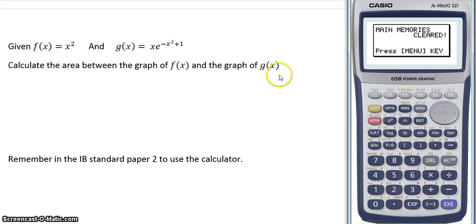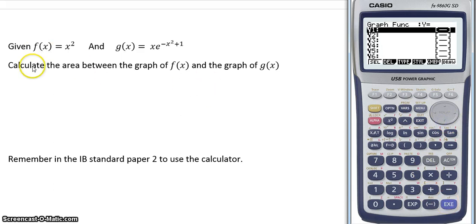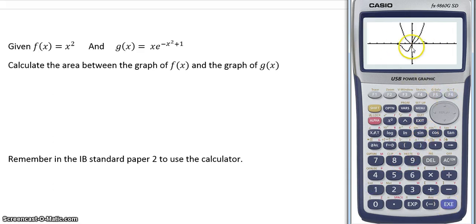So we go to the graph menu to see what is happening, and plot both graphs. So x squared, and then we input another function, x times e to the power of. Remember that here we need a bracket into the power of because this is a big exponent. And we put minus x squared plus 1. Okay, that's our function. We draw them and you see what is happening.